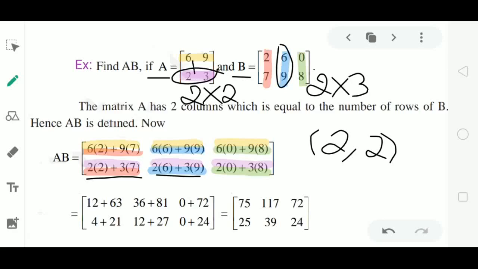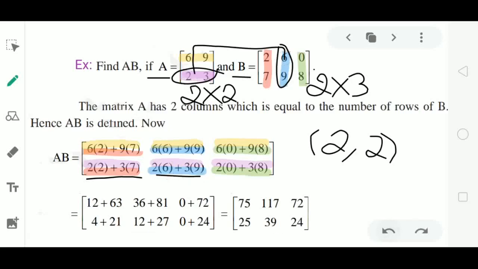That is, 2 is multiplied with 6. First element of second row is multiplied with first element of second column. 2 into 6. 3 is multiplied with 9. Second element of second row is multiplied with second element of second column. Then we take their sum, that is 12 plus 27, which gives us 39.